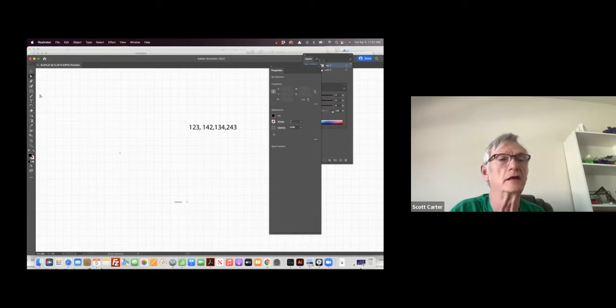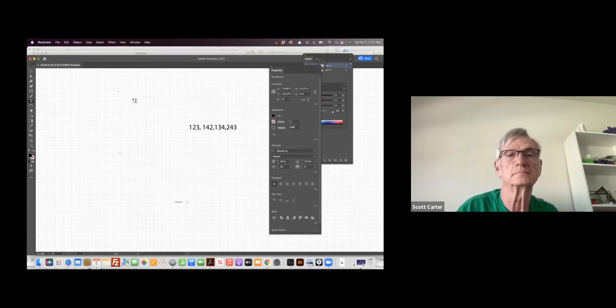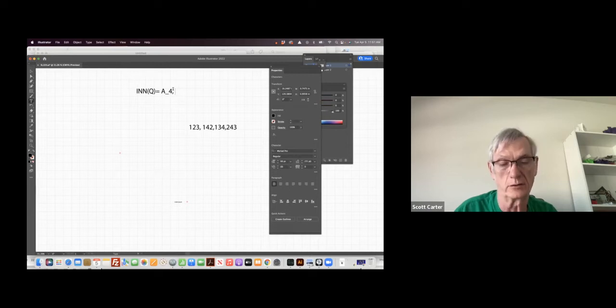That quandle, the inner automorphism group of that, I don't know why I'm not typing where I want to be. There we go. That inner automorphism group is A4. And the quandle has 2-dimensional homology with Z2 coefficients isomorphic to Z2. So there's an extension of this quandle.